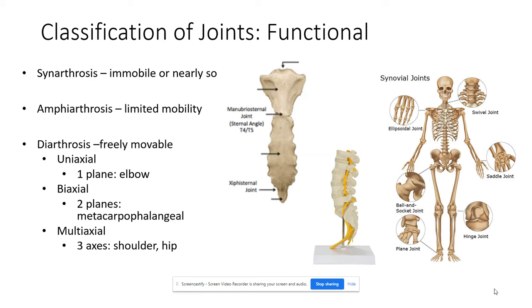So uniaxial have movement on one plane. They can bend or straighten. An example would be the elbow. Biaxial would be movement on two planes. Your metacarpals, your phalanges would be an example of that. Multi-axial would be movement on multiple planes. The examples that are provided are the shoulders and the hip.